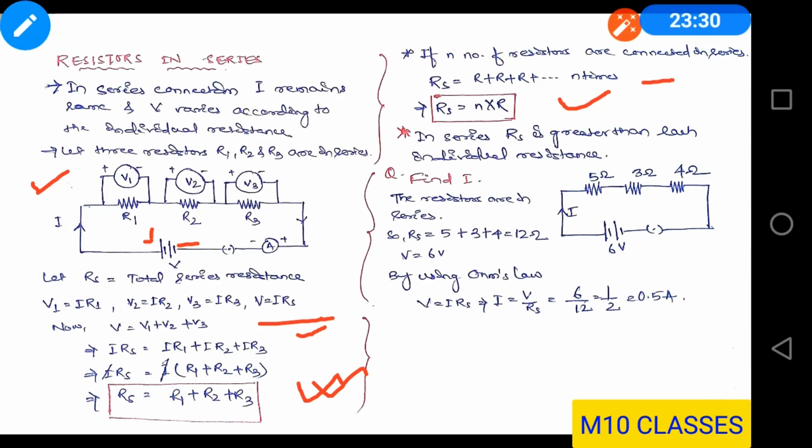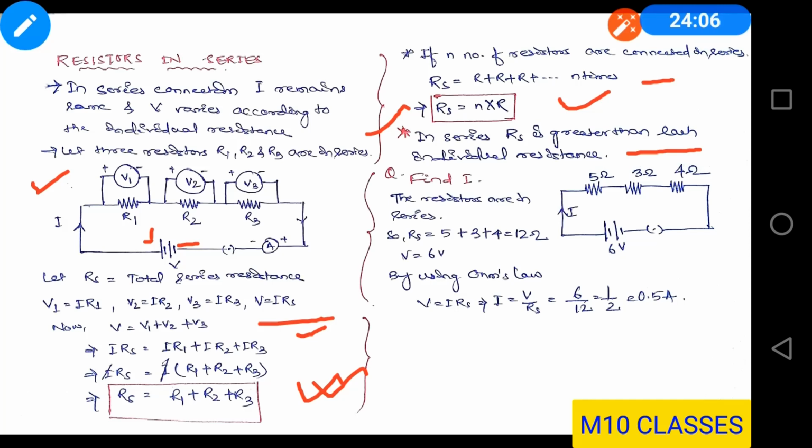If I tell you, let's say 100 resistances of 2 ohm are connected in series. So what is n here? 100. What is the value of the resistor? That is 2 ohm. So what will be the total resistance? It's simply the multiplication: 100 into 2 gives 200. Now there is an important fact related to the series connection: in series connection the total equivalent resistance Rs is greater than each individual resistance.